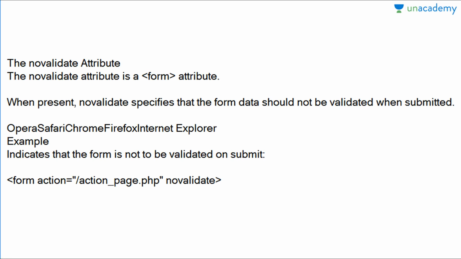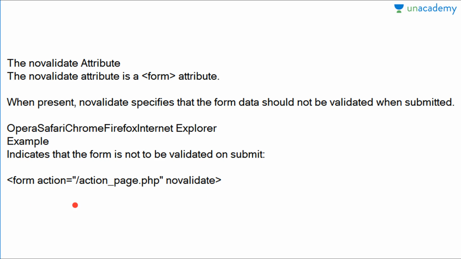Now let's read about the novalidate attribute. The novalidate attribute is a form attribute. When present, novalidate specifies that the form data should not be validated when submitted. It is a bad practice, by the way, because no validation means you are not validating what the data is or what the data type is. So it is advised not to use this attribute.